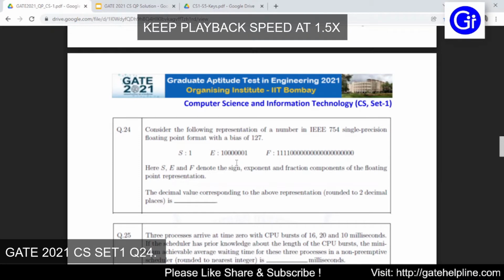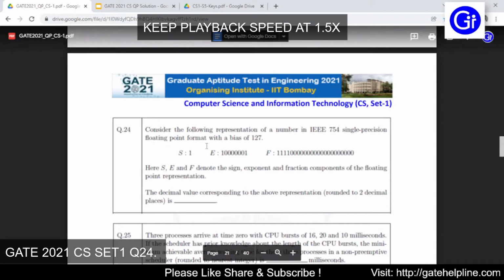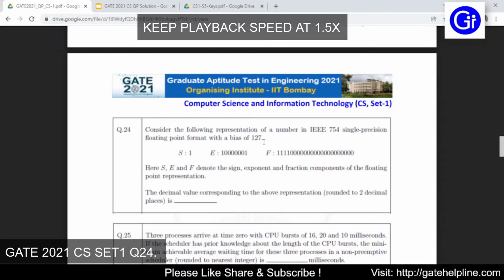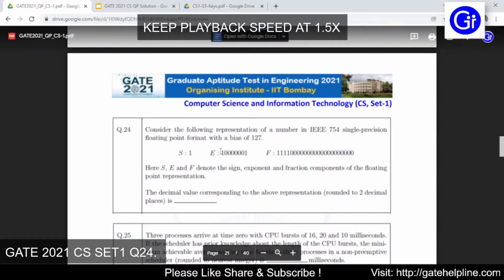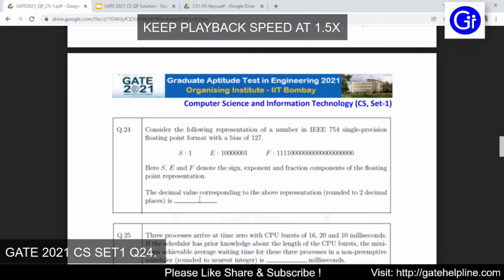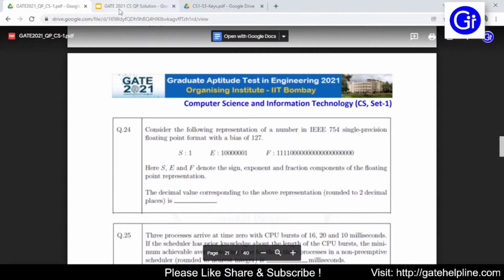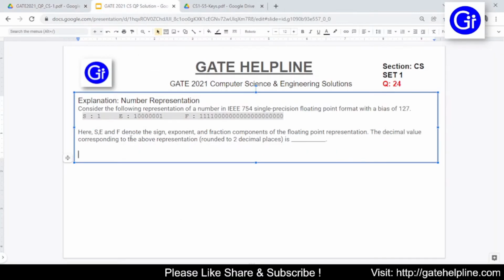So friends, here the representation of a number in IEEE 754 single precision floating point format with a bias of 127 is given, and we need to tell the corresponding decimal value of this representation. So friends, let's start the solution. Here we have already copied the question for you, and now we will try to solve it. We'll start the explanation with this.